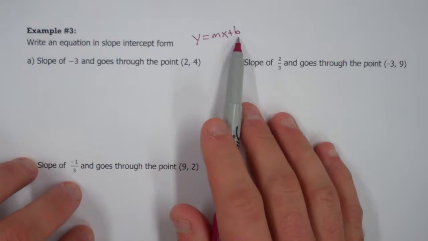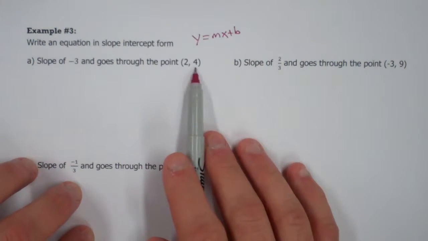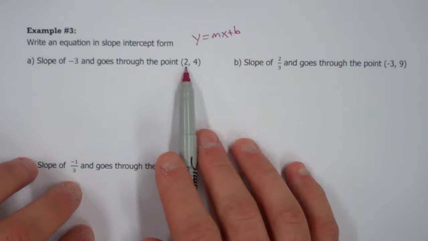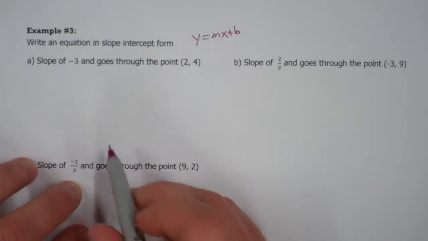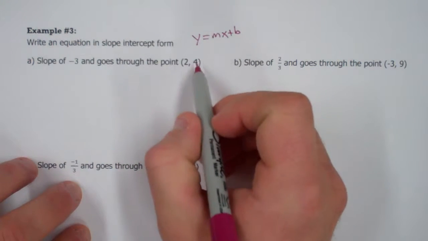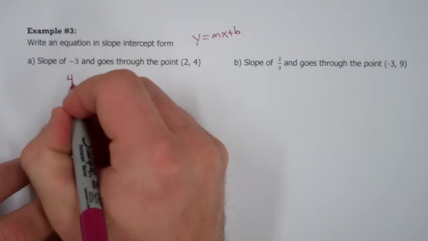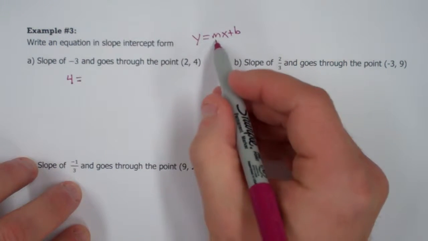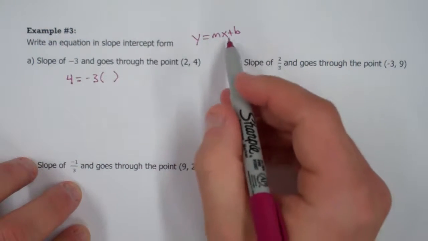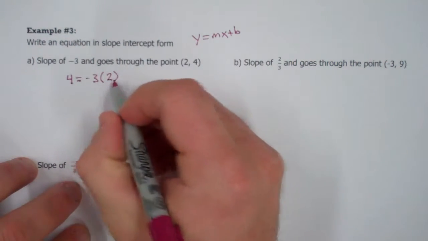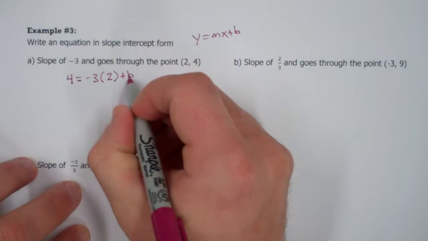b is a very special value. It's the value of y if or when x is 0. What we can do is do a little substitution here, though. Let's start off with the y. The y value is 4. The slope is -3. We're going to be multiplying that by x, which is 2. And we don't know what b is.